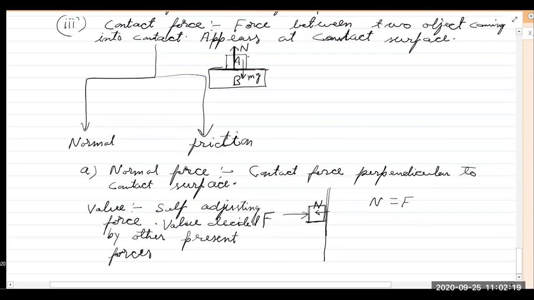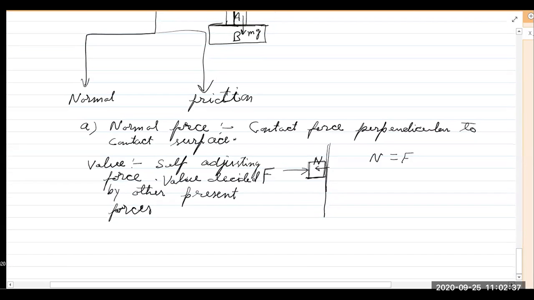You can see in the above example, if you have more mass for object A, there will be more normal force. If you put a 2 kg object, there will be 20 Newton normal. If you put a 3 kg object, there will be 30 Newton normal. Similarly here, if you apply more force, the normal will be more. So the value of normal depends on other present forces. It also has a maximum limit, because if you apply a very large force, the lower surface may break. Similar to tension force, it has a maximum limit.